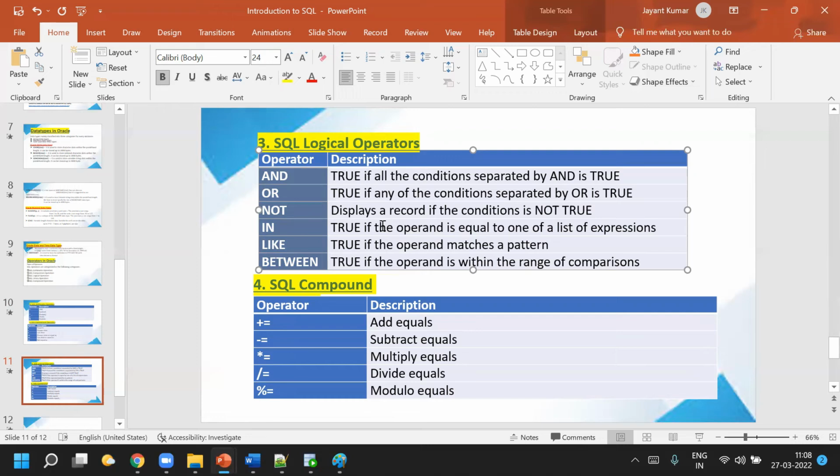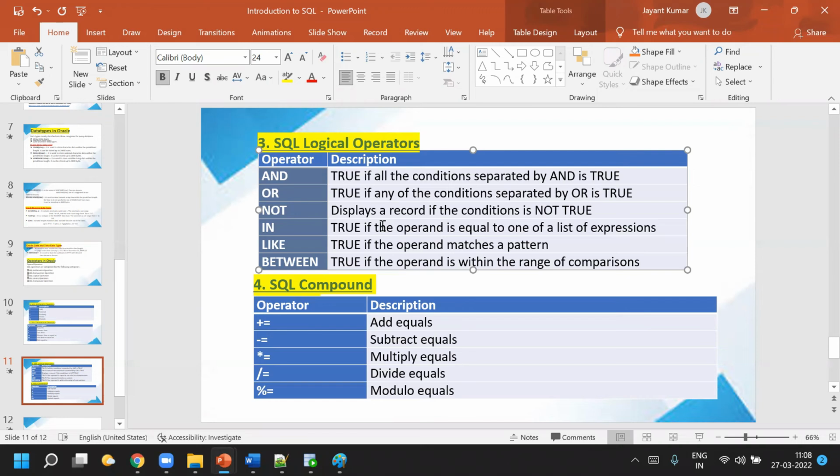IN means you can take multiple values inside the brackets. Open the bracket, write the specific values inside, and close the bracket. That is the general syntax. The LIKE operator is used to match a pattern of characters. BETWEEN compares against a range: if you say BETWEEN A and B, it will give the result for values in that range.